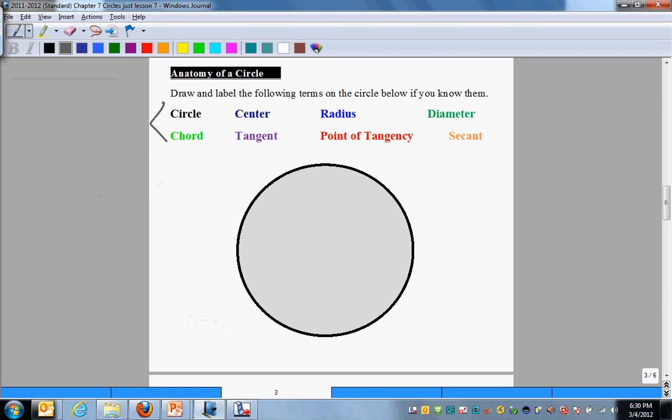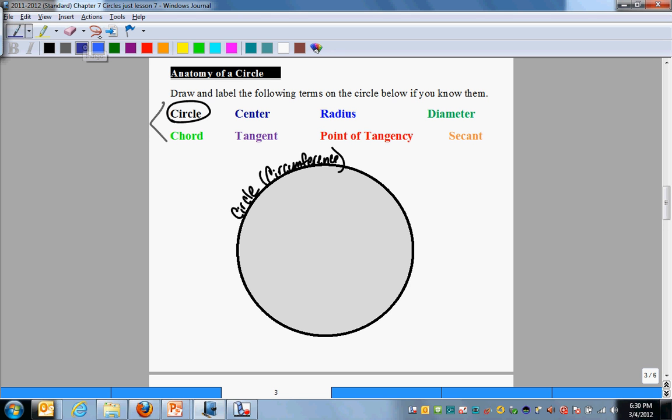All right, let's see what you remembered. First off, very simply, when we talk about a circle, we're talking about the physical circle itself. We would call this the circle. Later on, we're going to be talking about specifically the length going around the circle, and we're going to call that length a circumference.